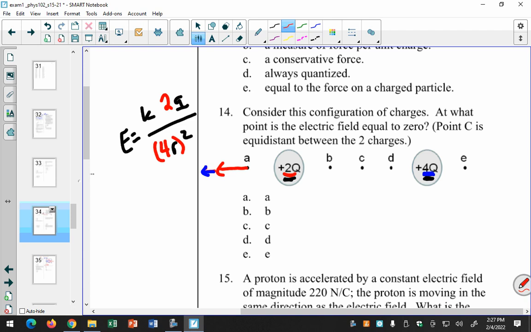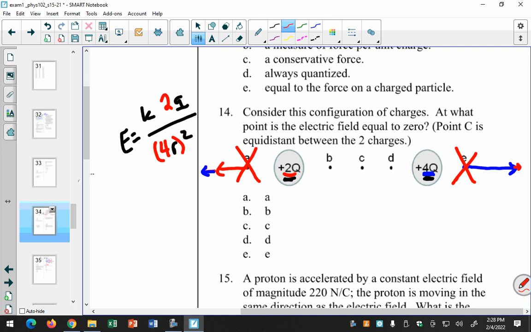But both vectors are in the same direction, so it doesn't really matter how big they are with respect to one another. I'm never going to get a 0 electric field there. You follow? Because they're both in the same direction. Similarly, over here at E, I'm going to get a really big electric field due to that big charge, which is really close, and a tiny little electric field due to the small charge that's far away. So that's not going to work for me. That's never going to give me an electric field equal to 0.